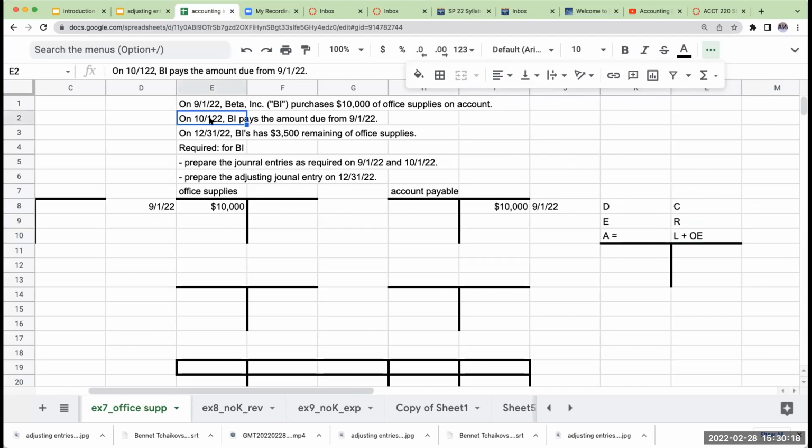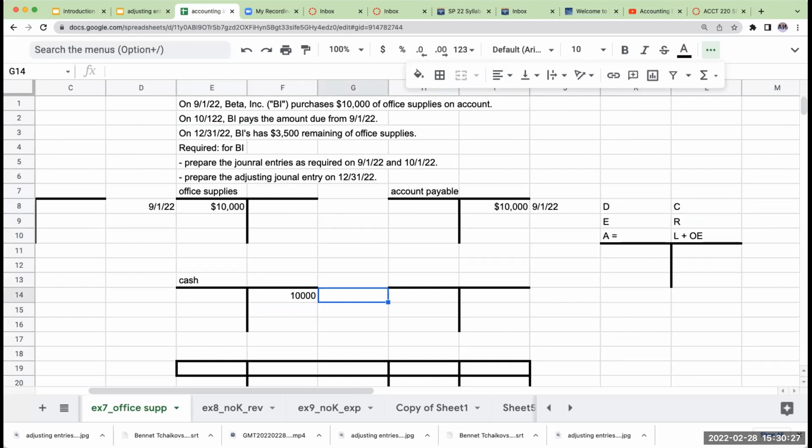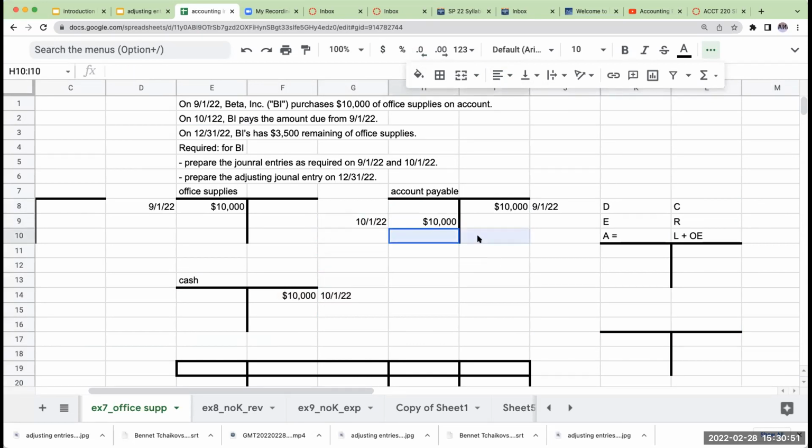Then it says on October 1st, I pay the amount due from September 1st, right? So if I'm paying the amount due, I'm going to be crediting cash for $10,000. So I'm going to do this over here on 10/1/22. We'll move this over just a little bit. Okay, so I'm crediting cash for 10/1/22, but once I pay this amount that I owe, do I still have this account payable? The answer is going to be no. So right over here on 10/1/22, this is going to be a debit to accounts payable. I paid the amount due, so this is now going to be 0. Didn't have to show you that, not really part of the problem, but it's always good to have practice.